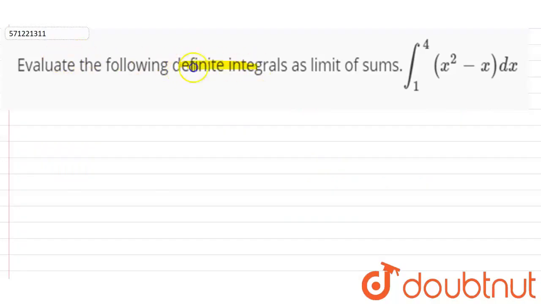So the question is, evaluate the following definite integral as limit of sums, where limit goes from 1 to 4 and the function is x square minus x into dx.